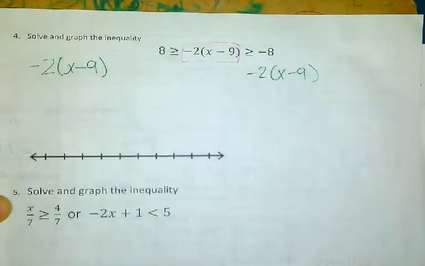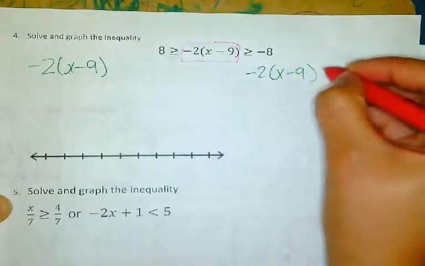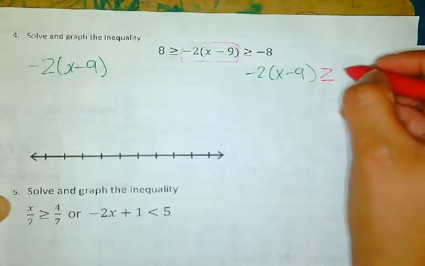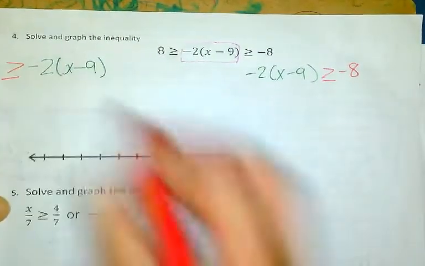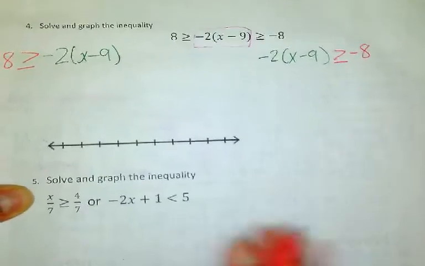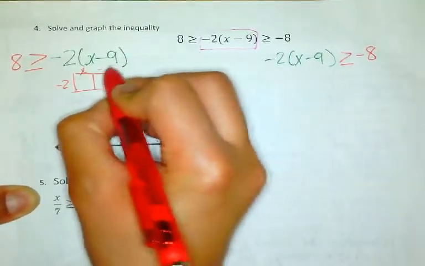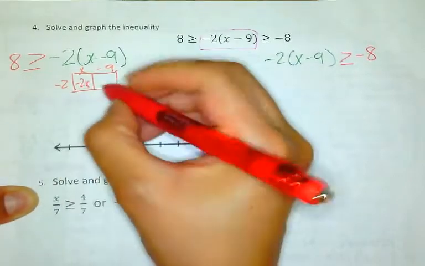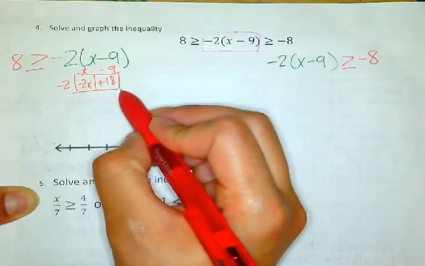Okay, and then the inequality that's at the end, over here I will write it greater than or equal to -8. And over here it will be less than or equal to 8. And then I will solve each separately. I notice here I have to do distributive property. -2 times x, -2x, -2 times -9, 18.